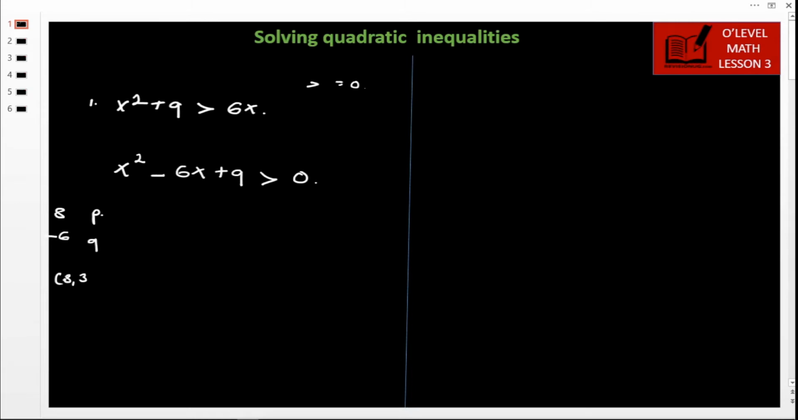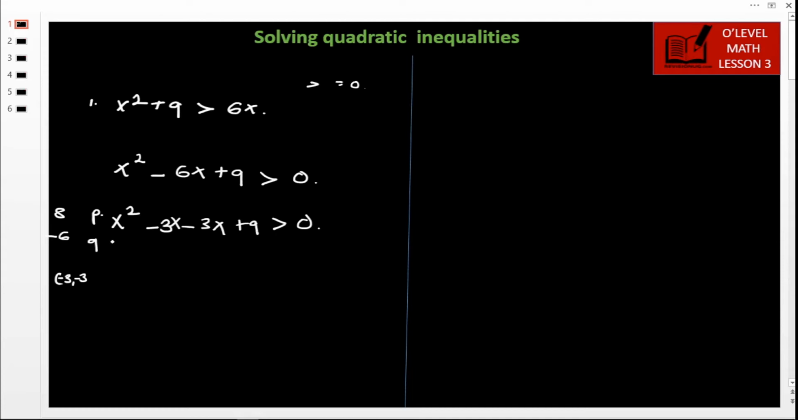If we multiply them they give a positive 9. But we need them to give a negative when we add them. So negative 3 and negative 3. Negative 3 times negative 3 gives positive 9, and negative 3 plus negative 3 gives negative 6. Therefore we expand our equation: x squared, and we put these factors where the sum is, so minus 3x minus 3x plus 9 is greater than 0.